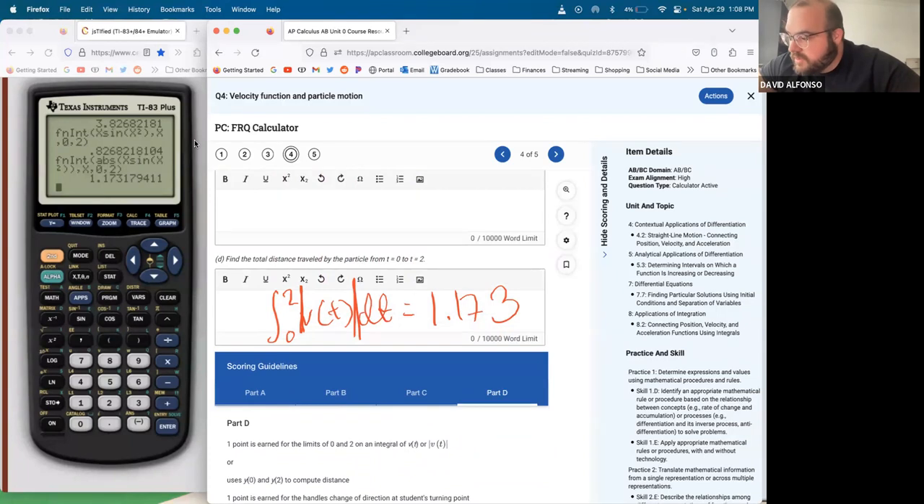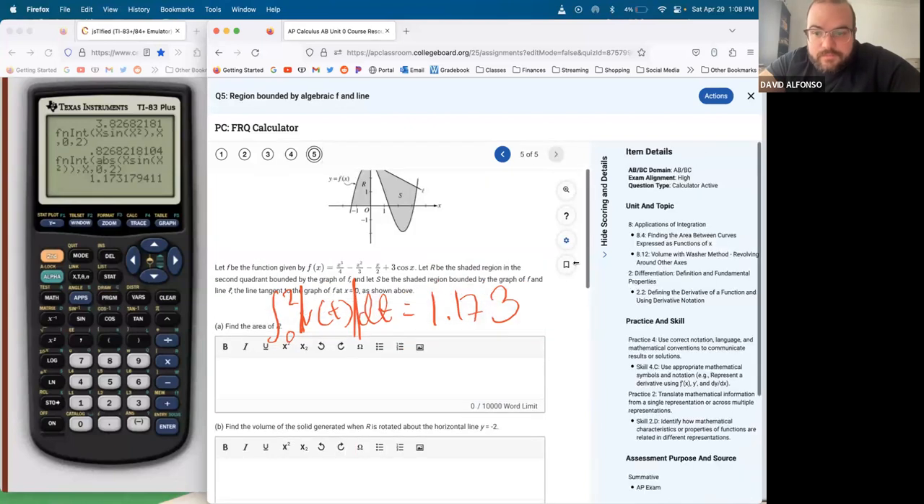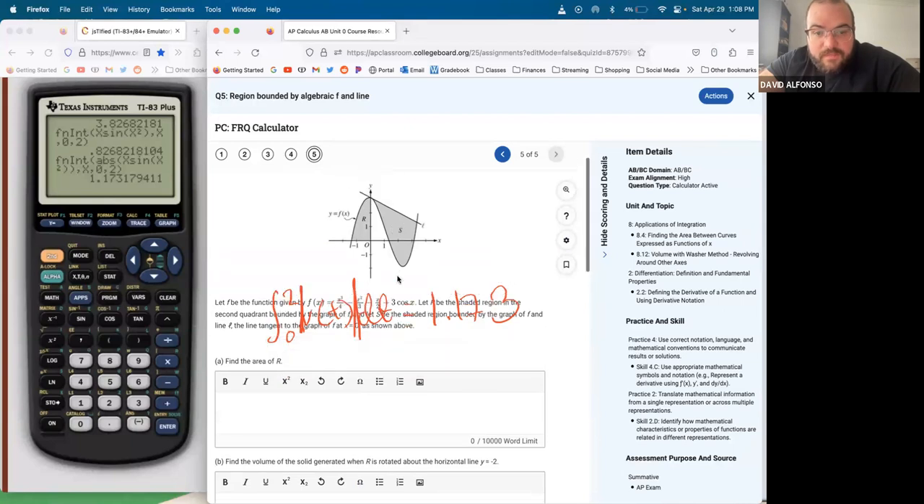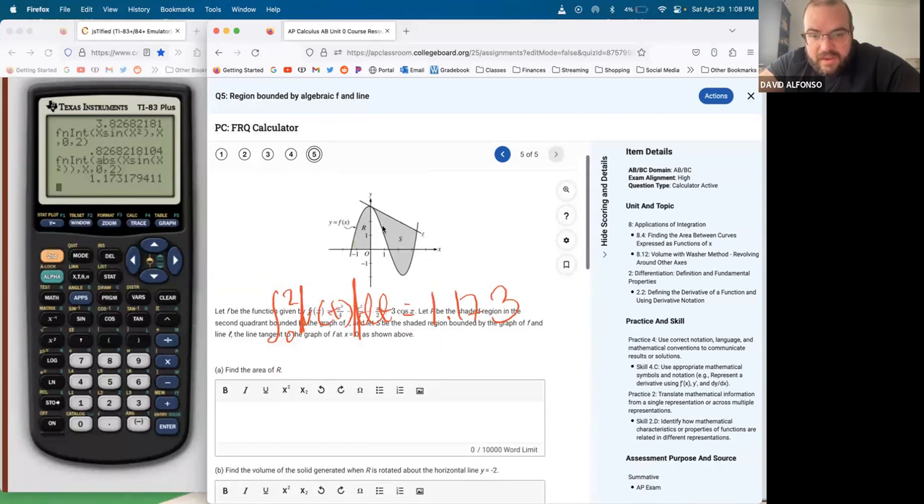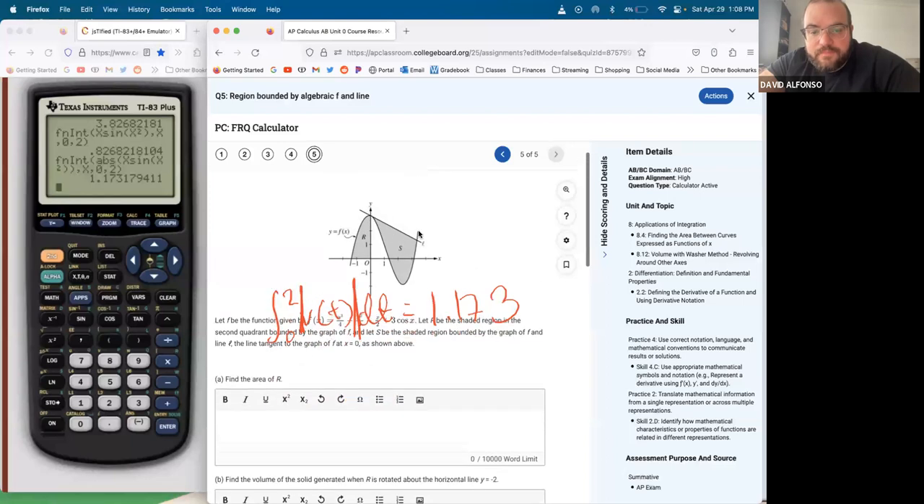But I think we're pretty much out of time. I don't know if you guys need to go, but I know I need to go soon. Yeah, I need to go as well. There's one more question here, which is an area and volume one. So try to do that one on your own.